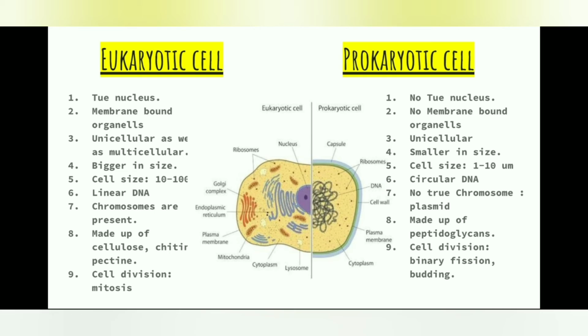The next comparison is the presence of chromosomes. Eukaryotic cells contain chromosomes, whereas the prokaryotic cell doesn't contain any chromosome, but they have a plasmid, which we can say is extra chromosomal DNA.